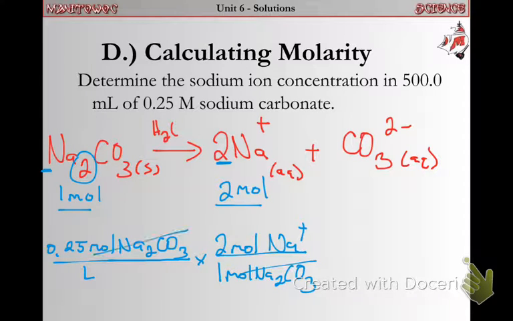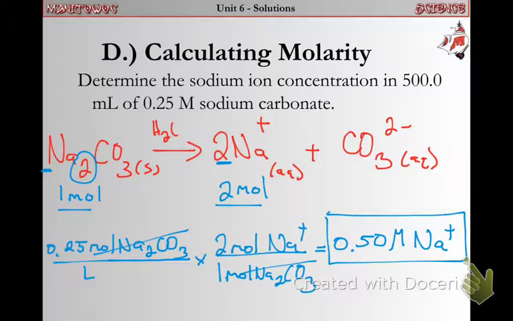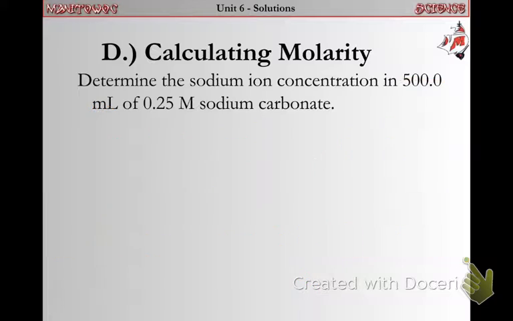So if we do our math correctly, the moles of sodium carbonate are going to cancel out. 0.25 times 2 is going to equal a 0.50 molar sodium ion concentration. And that's our final answer. So the number up here that gives us the volume is actually kind of a detractor number. It's one that we actually don't need in the equation. All right, so that's concentration and molarity.